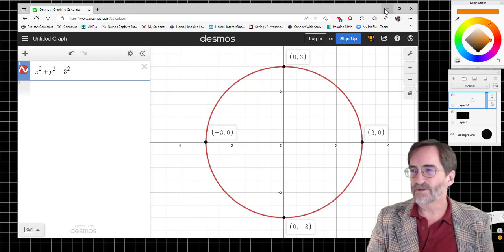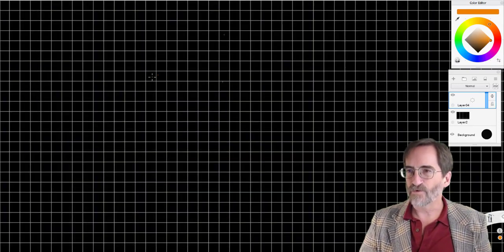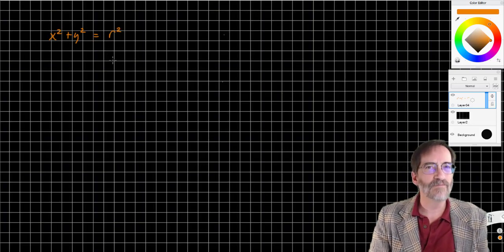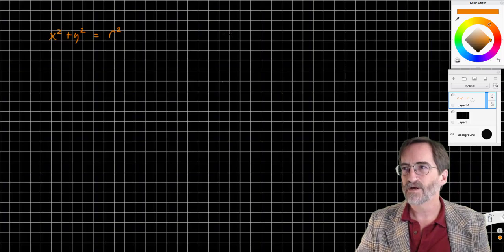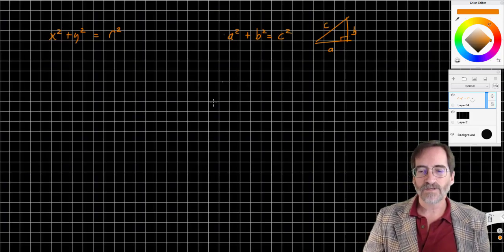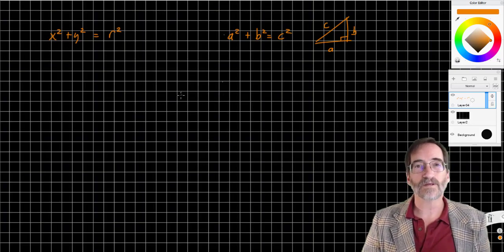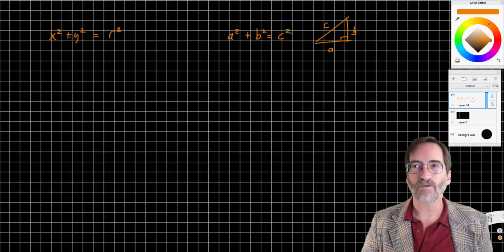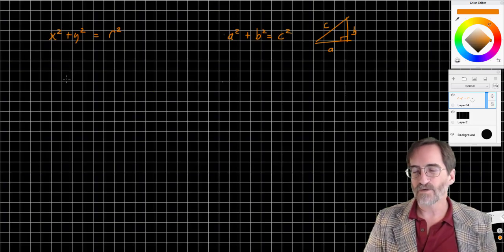This introduces an idea: the equation of a circle is x squared plus y squared equals r squared. Now that sounds familiar, and it's because it is. You're familiar with the Pythagorean theorem, which says a squared plus b squared equals c squared, in which a and b are the legs of a right triangle and c is the hypotenuse. It's at the root of the distance formula. And a circle is defined as all points equidistant from one point. So the distance formula has a lot to do with the equation of a circle.